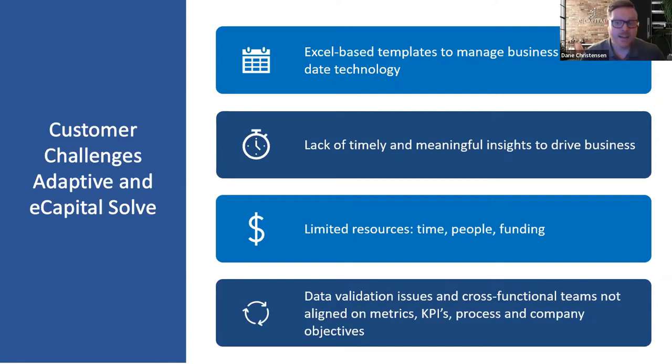And for what data is available, teams in different departments are siloed and have limited visibility, which makes collaboration and alignment on key metrics far more difficult.